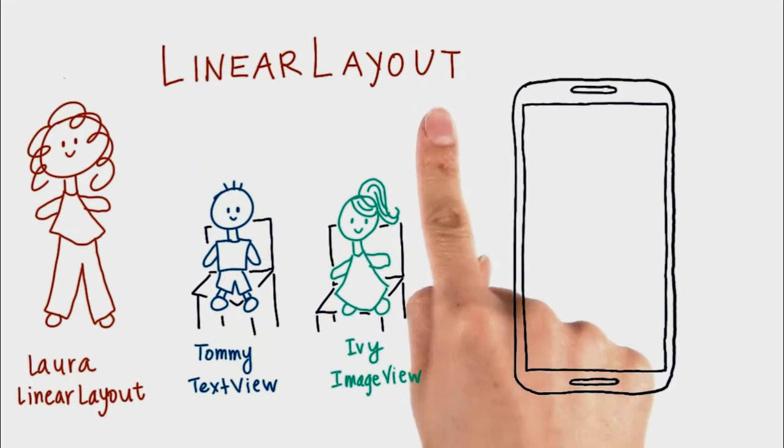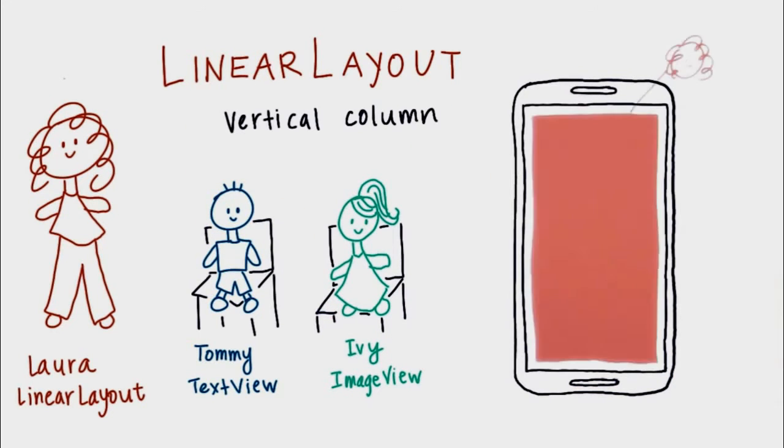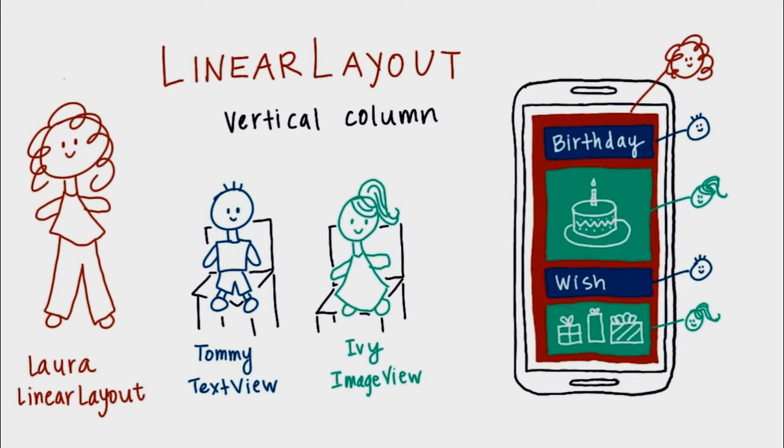First, let's look at LinearLayout. This view group can arrange children in a vertical column, like this. Notice how we're not limited to just 1 text view and 1 image view. We can put as many of them as we want in here, as well as other types of views. So this is Tommy, and this is his brother Timmy, and this is Ivy and her twin sister Irene.